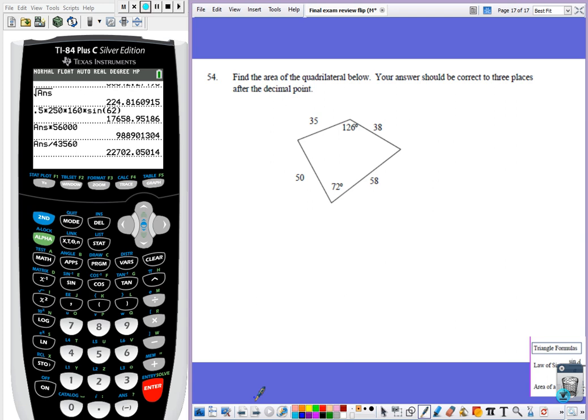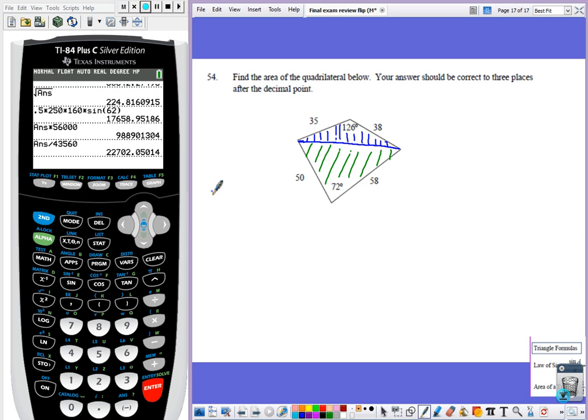The very last one of this packet. If you have made it here, good job. We need to find the area of the quadrilateral below. Your answer should be correct to 3 places after the decimal point. So let's see. A quadrilateral is really made up of 2 triangles. So if we find the area of this blue triangle, and then we find the area of this green triangle, and then we just add the blue and green together, we will find the area of the total figure.